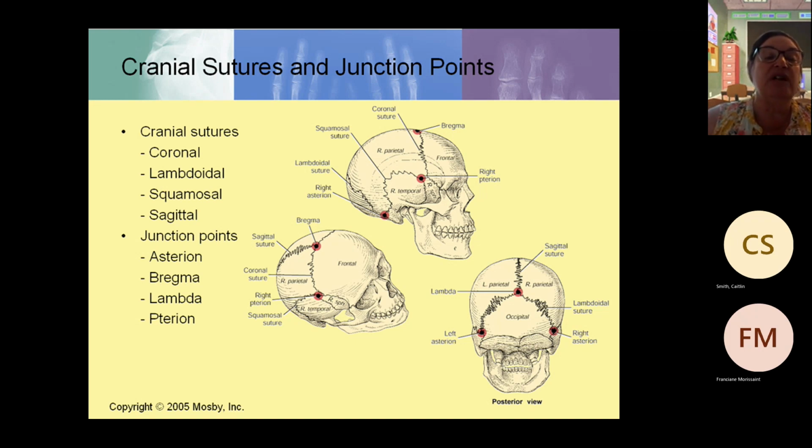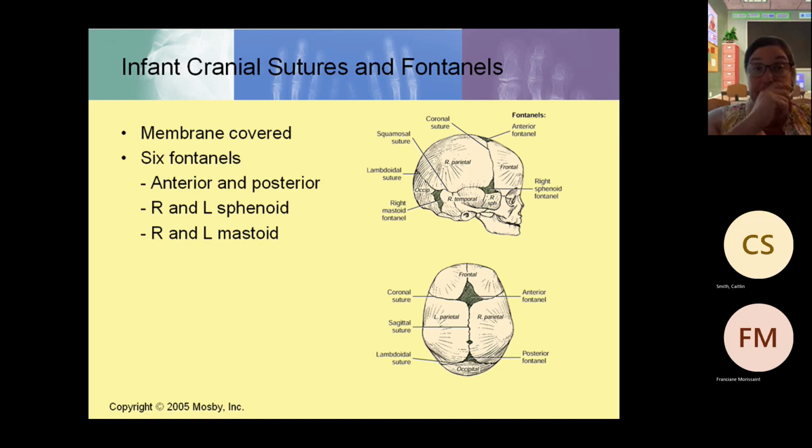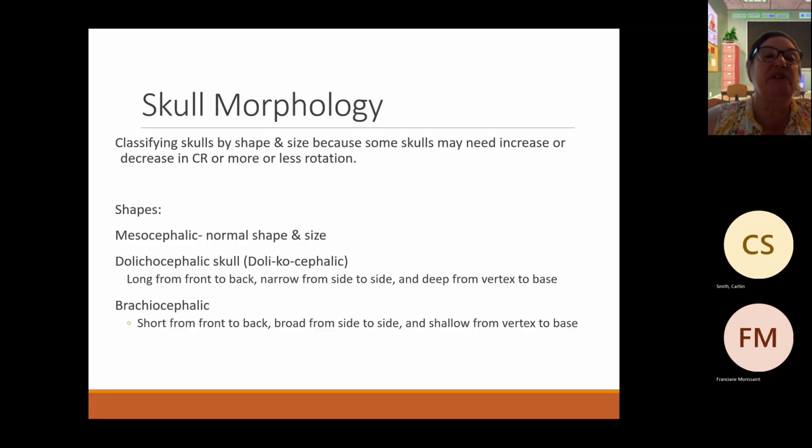There's actually a couple more added, the asterion and the pterion, and it's where the squamous will meet. So you can take a peek at those. Now, the fontanelles, there are 6 of them. You have an anterior and a posterior, and then the right and left sphenoid and right and left mastoid.